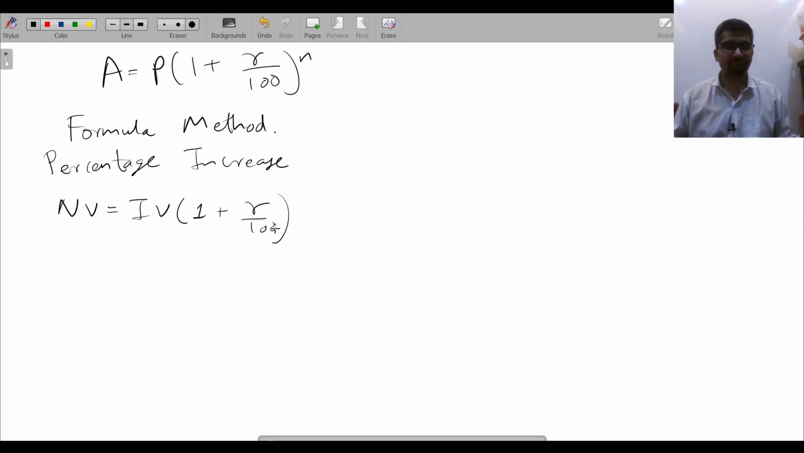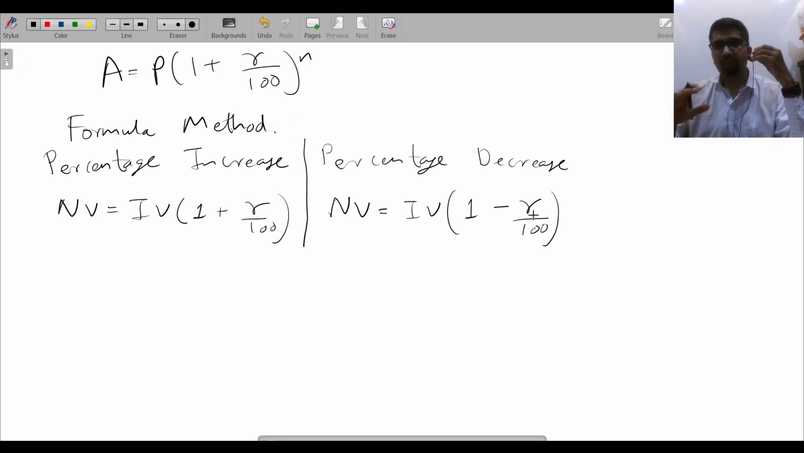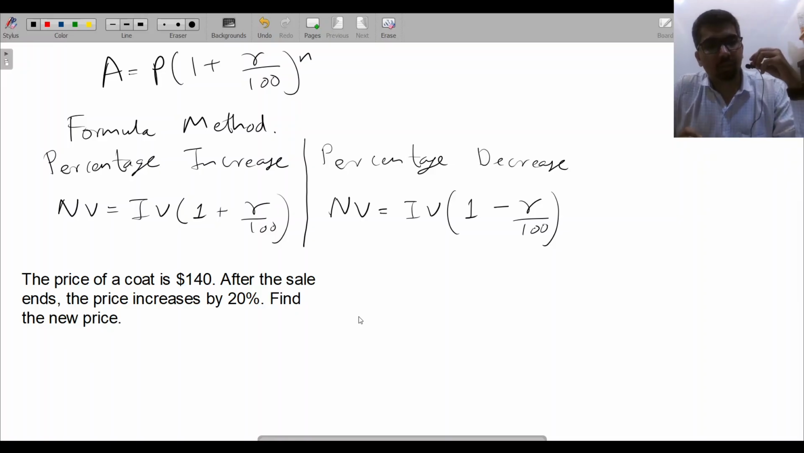If you don't know which to use when, follow this method. This is the simplest method. New value equals initial value times 1 plus R upon 100. This is for percentage increase. And if you have percentage decrease, the formula is new value equals initial value times bracket 1 minus R upon 100. For now just learn these formulas, and I'll take one sum and teach you how to solve this kind of question.